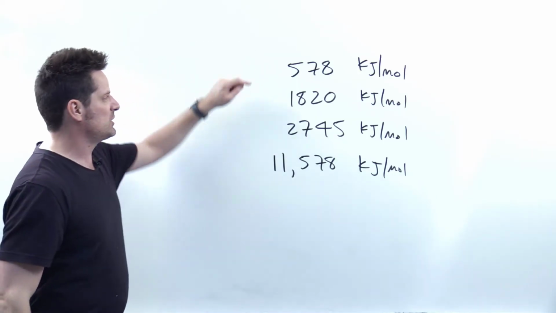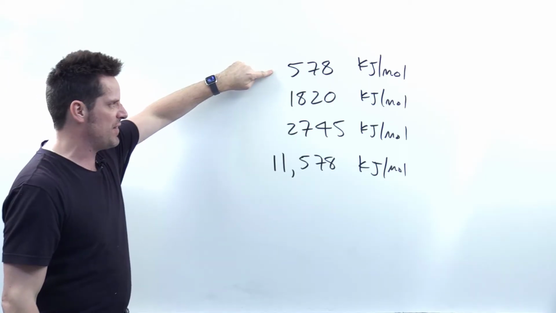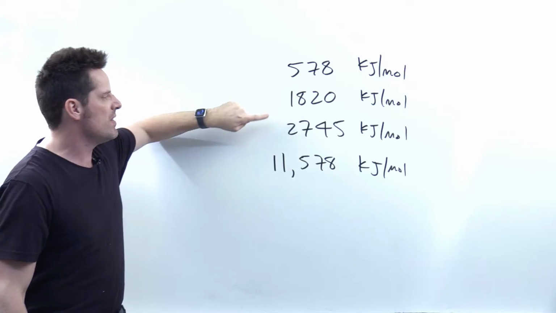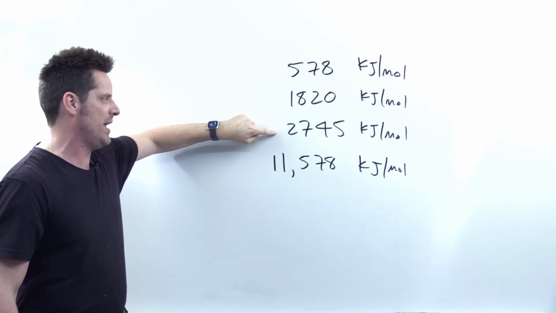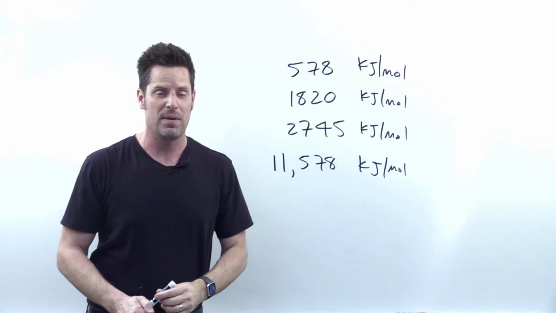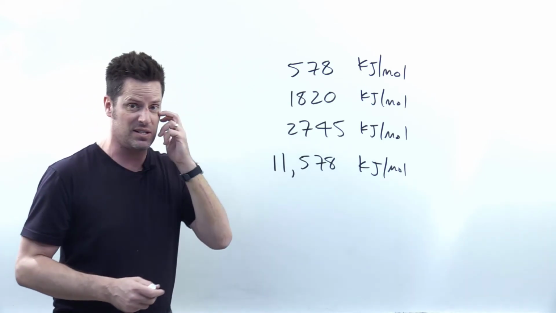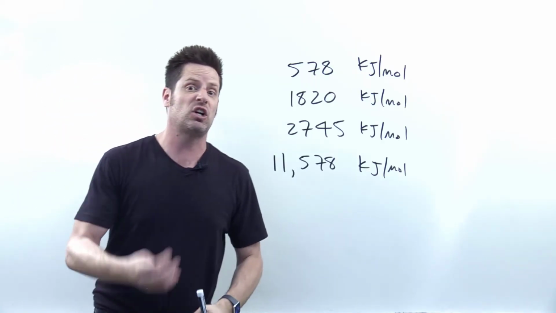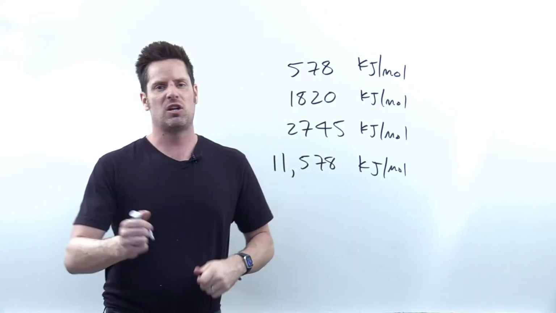So removing the first electron for whichever element this is takes 578 kilojoules per mole. Then it goes to 1820 for electron number 2, then 2745 for electron number 3, and then 11,578 for electron number 4. Now what that means is that whatever this element is, it is reasonably easy to remove electrons 1, 2, and 3, but electron 4 is really, really hard, comparatively speaking.